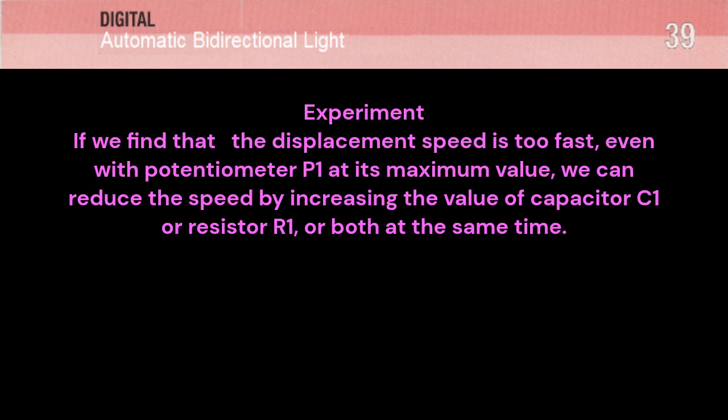Experiment. If we find that the displacement speed is too fast, even with potentiometer P1 at its maximum value, we can reduce the speed by increasing the value of capacitor C1 or resistor R1, or both at the same time.